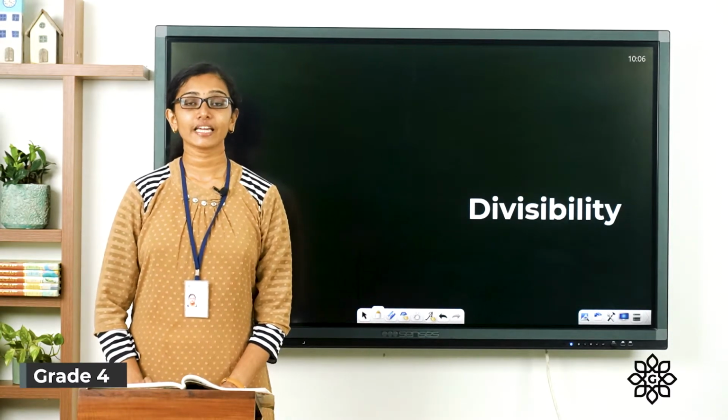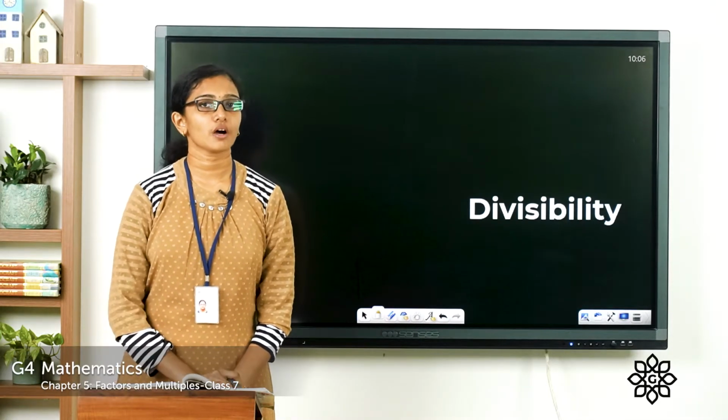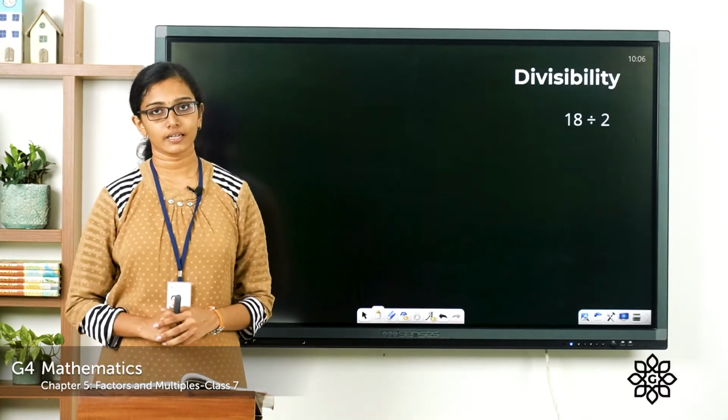So we have been learning about division. Today we'll see more about divisibility of numbers. So first look at this question given here.